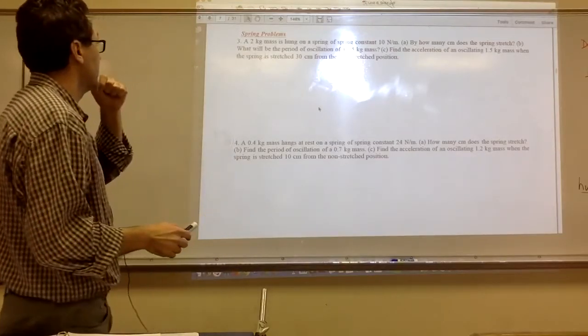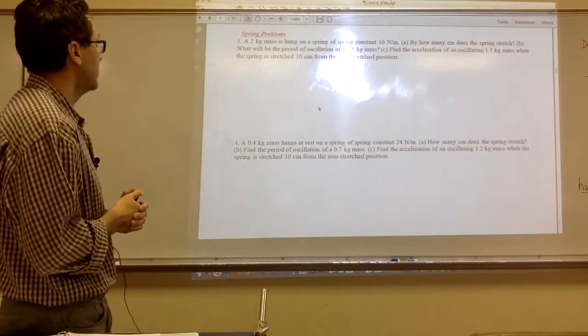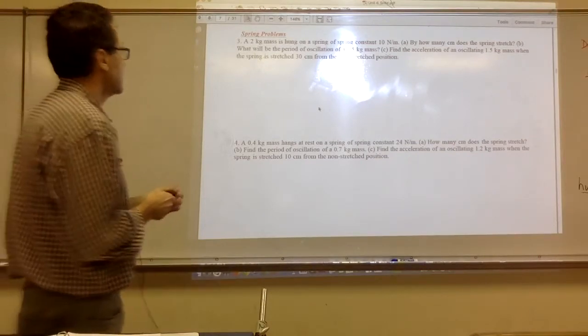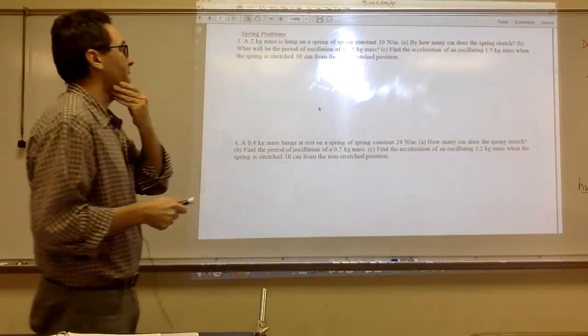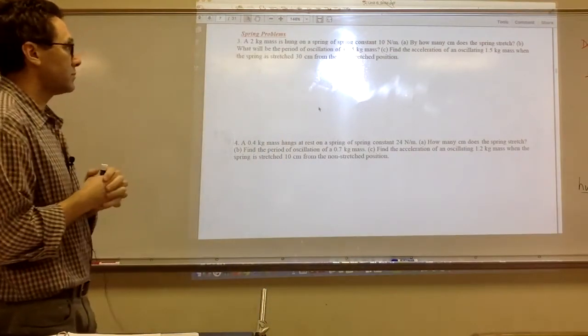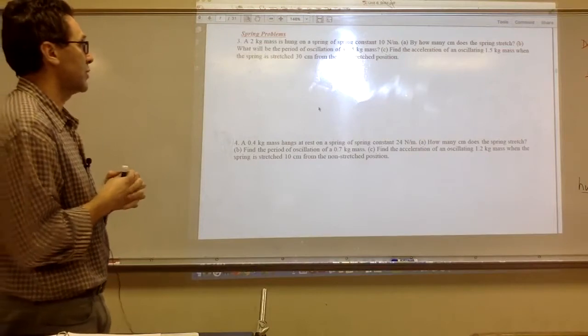Okay, we're going to continue with the problem. Problem number 3 on page 7 says a 2 kilogram mass is hung on a spring of spring constant 10 newtons per meter. By how many centimeters does the spring stretch?